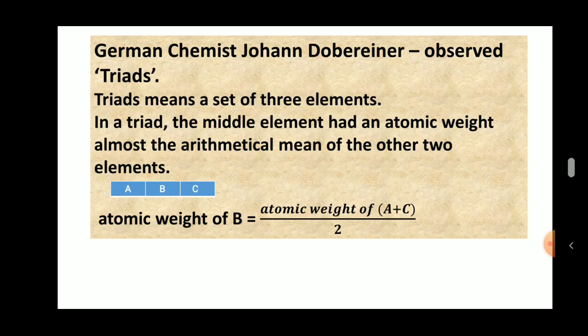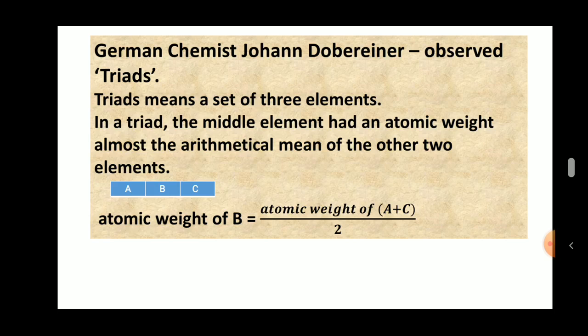Now how did he arrange them? Based on the principle that the middle element had an atomic weight almost the arithmetical mean of the other two elements. That means if you want to calculate the atomic weight of B, it is always equal to the arithmetical mean, the atomic weight of A plus C divided by 2. This is the principle behind Döbereiner's triads.